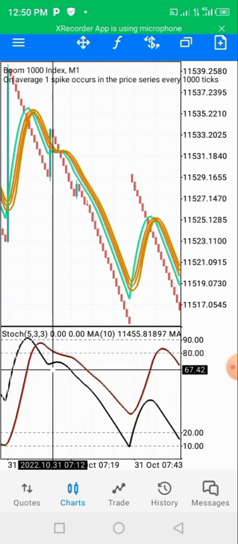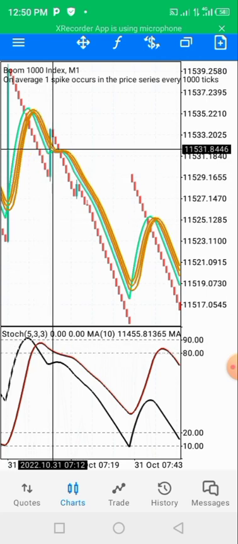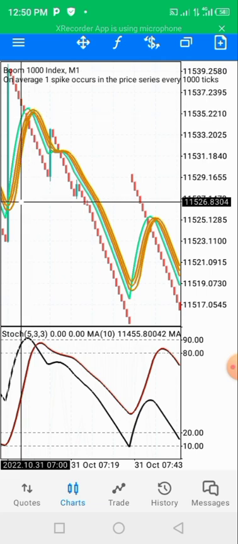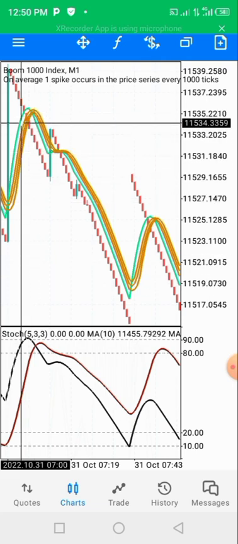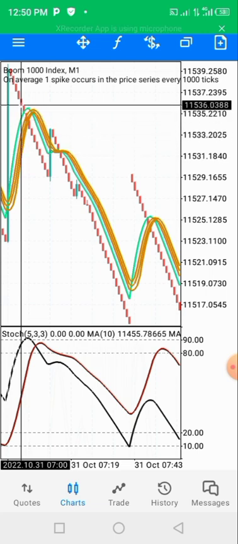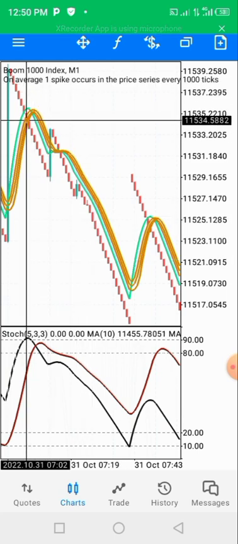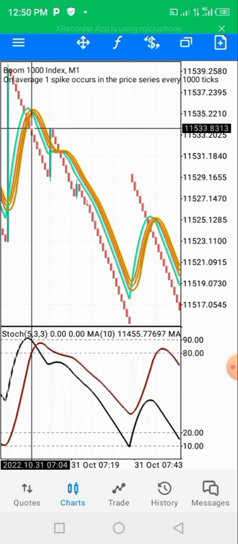Okay guys, this is another example here. As you can see, the black and red indicator is above the level 80, in between level 80 and level 90. And on the main chart, you can see that the green indicator crosses the gold indicator to the downside. And let's assume this was your entry.